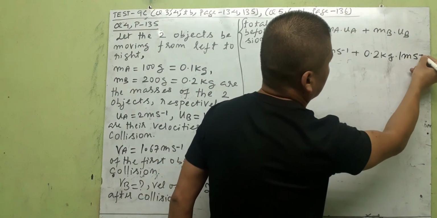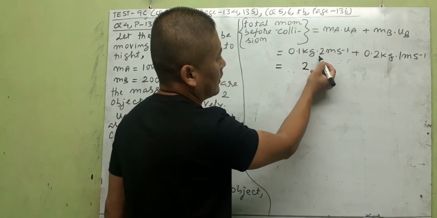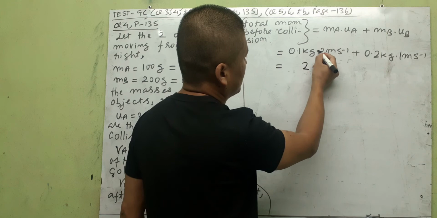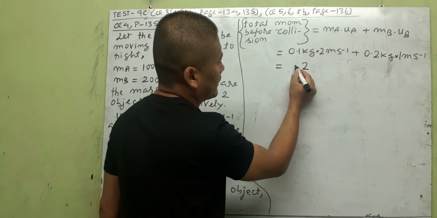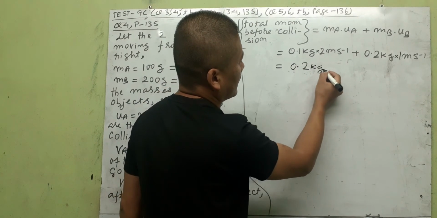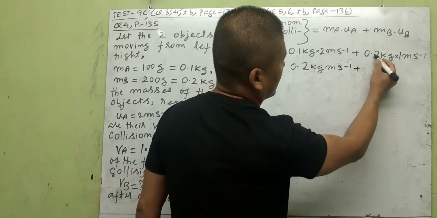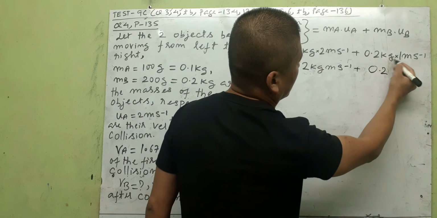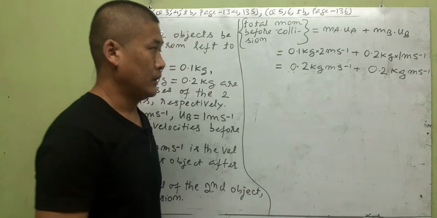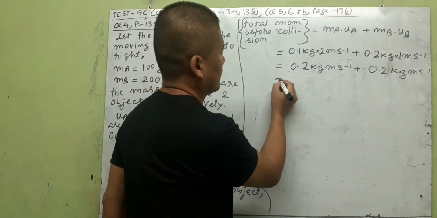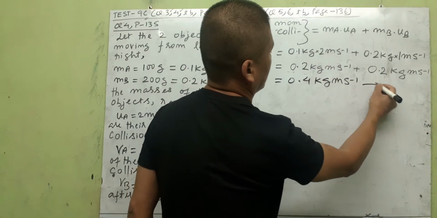Just a matter of patience here. So 1 into 2 is 2, just write that and count the decimal place here. It is one decimal place, so it will move and become 0.2 kg meter per second, plus 1 into 0.2, 0.2 kg meter per second. And 0.2 plus 0.2 is common sense also, 0.4 kg meter per second. Let's put this one as equation 1.